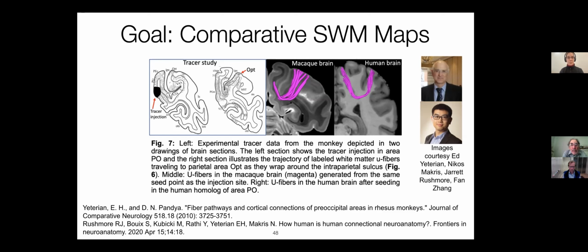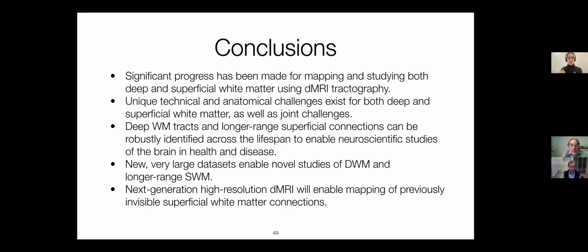So in conclusion, a lot of progress has been made for mapping and studying the deep white matter and the superficial white matter using tractography. There are still unique challenges, technical and anatomical, for the deep and superficial white matter, and the joint challenge that one impedes the other in good data for tracing.